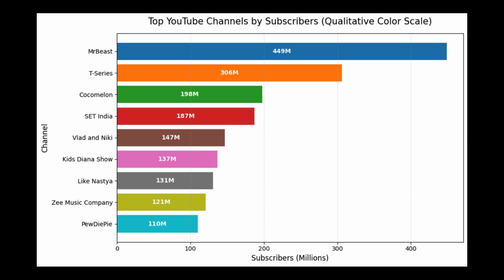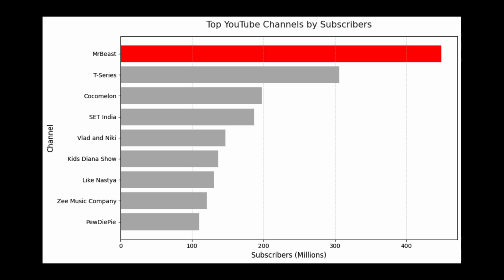So what's a better way to use color? We can use the accent color approach. So make all bars gray and highlight just one. So here I'll use the YouTube red color to highlight Mr. Beast, which is the most subscribed YouTube channel. So now look at that. It's clean and focused and your eye instantly goes to the key point. So there is no confusion here, right?